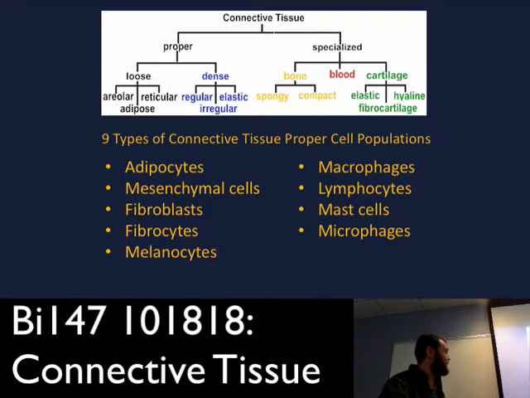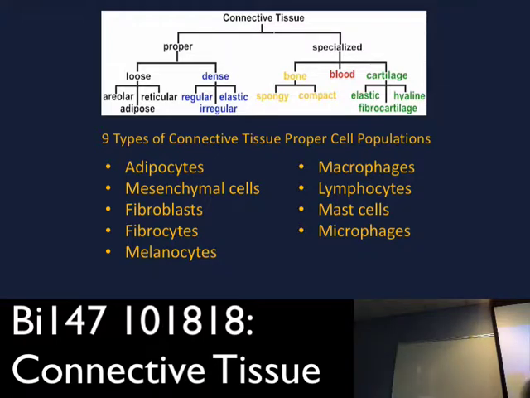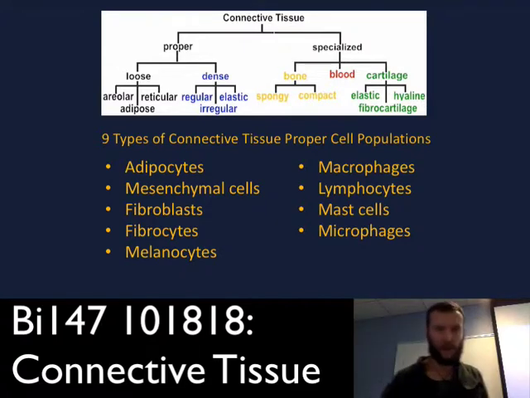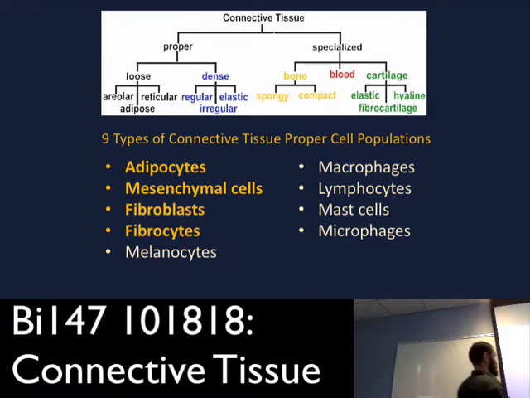Of all of this connective tissue, here is a sort of tree connecting the different types of connective tissue. So here's the proper with the dense and the loose, specialized fluid, which is blood, supportive. All of that is made up of only 9 types of cells. 9 types of cells, but only these 4 are going to be relevant.